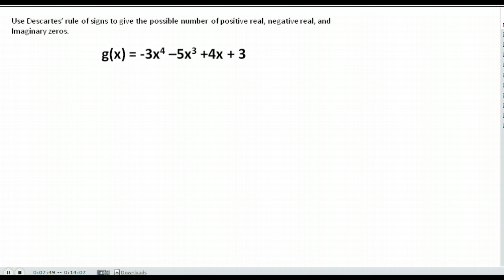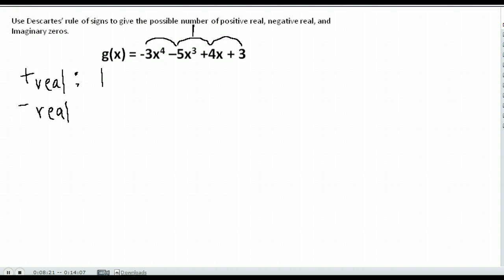Let's do another one. So again, with our positive real zeros, we look at the original function, g of x, and we count sign changes as we go from front to back on the polynomial. So we go from -3 to -5, that's not a sign change, they were both negative. Then from -5 to +4, that's a sign change. We went from negative to positive. And then from +4 to +3, again, no sign change. They were both positive. So we had 1 sign change. So we have 1 positive real zero.